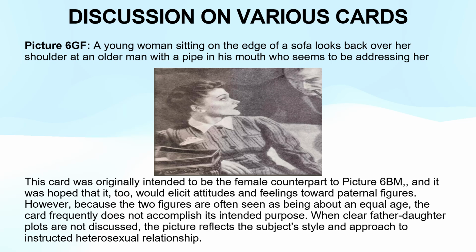This card was originally intended to be the female counterpart to the picture 6BM, which we just saw. And it was hoped that it too would elicit attitudes and feelings towards paternal figures. There it was maternal figures. Here it was expected that it will be towards paternal figures. However, because the two figures are often seen as about an equal age, the card frequently does not accomplish its intended purpose. When clear father-daughter plots are not discussed, the picture reflects the subject's style and approach to instructed heterosexual relationships. So here we can't make out that it is a daughter-father relation.